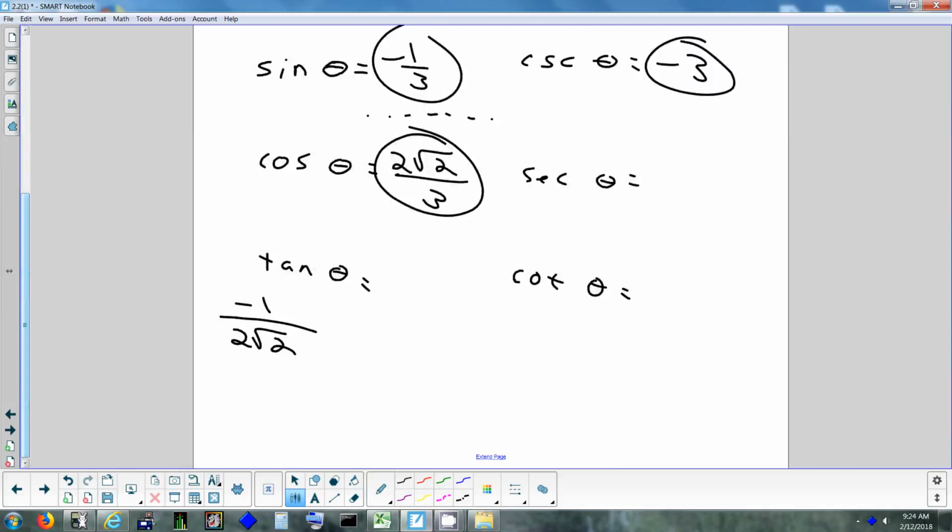Now, the only thing you can't leave in the bottom is the square root of 2. The 2 in the bottom is fine, so don't do anything with the 2. All you have to fix is the square root of 2. So in the top, you get negative square root 2. In the bottom, what's the square root of 2 times the square root of 2?